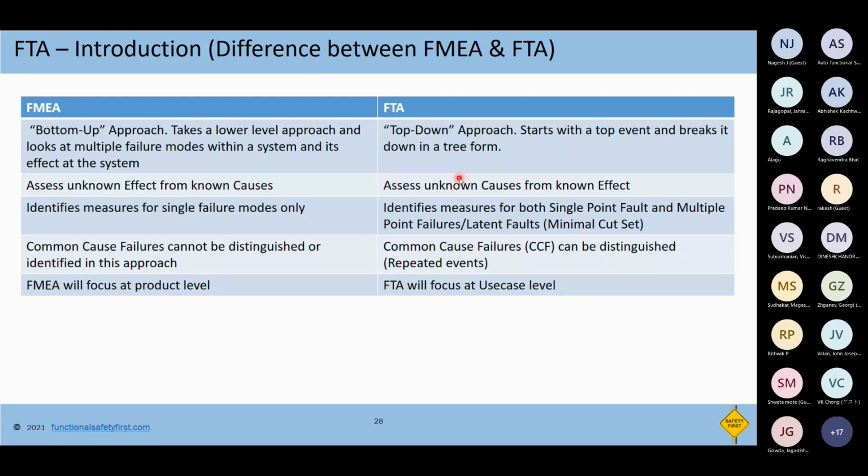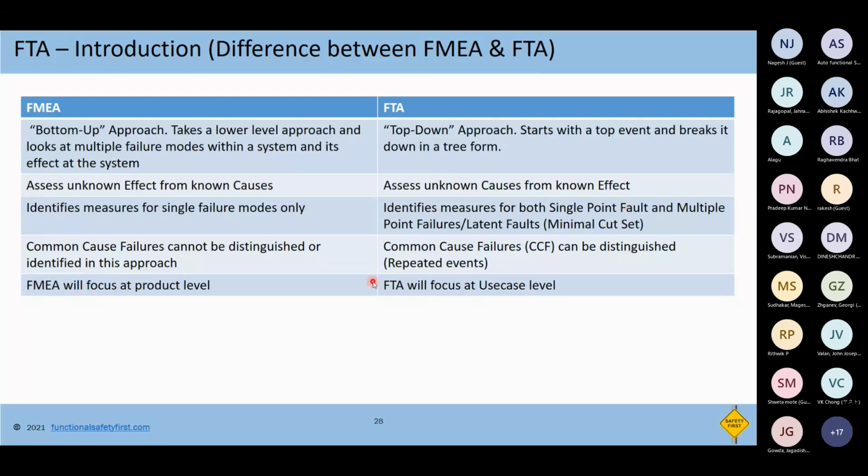Whereas the FTA is a top-down approach. We first take the use case or the effect as a top event, and then we go all the way down to understand the final failure mode which started this. In FMEA, we know the failure causes and we assess the effect. In the FTA, we know the effect and we assess the failure causes.